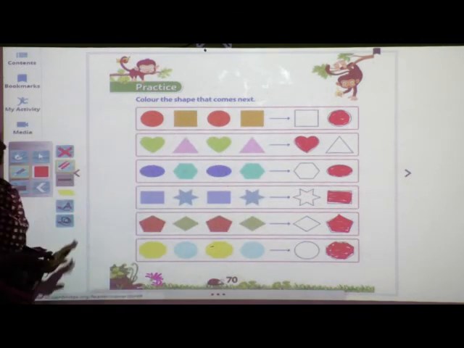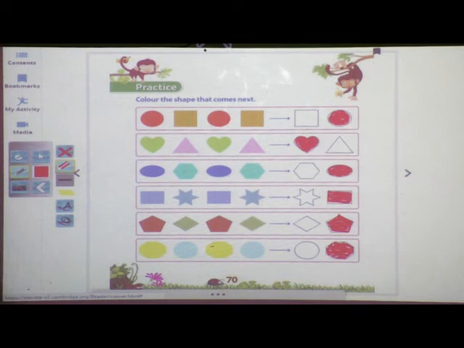So in this way we have completed our patterns. Okay. I will wait for a minute, you do it.